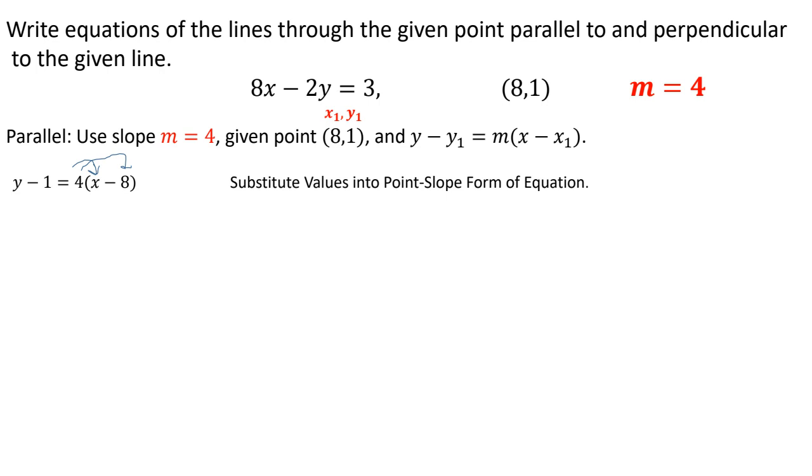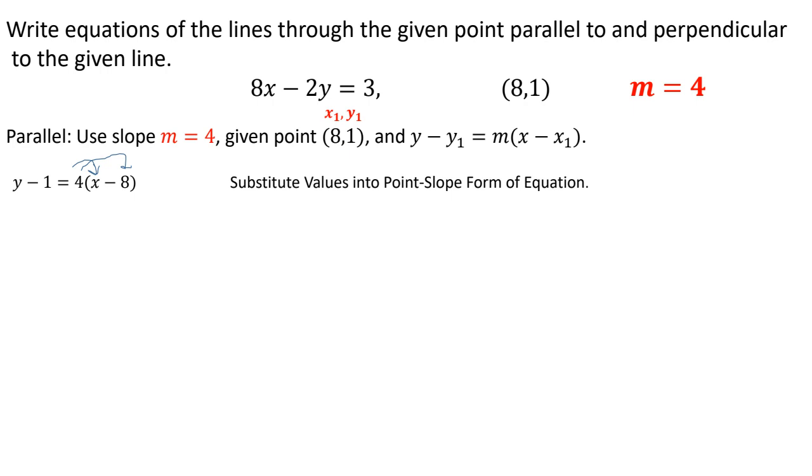We're going to go ahead and substitute what we know. So we know that our slope is 4, so that's the value for m. Goes right there. The point that it has to go through is the x value of 8. So that goes there. It's the x1. And then my y value 1 goes in my y1 position. So that's y minus 1 is equal to 4 times x minus 8.